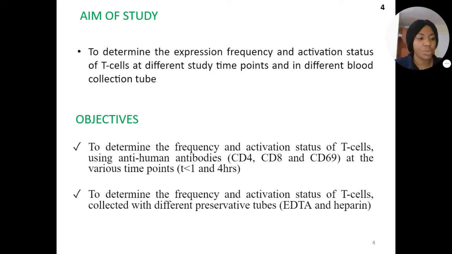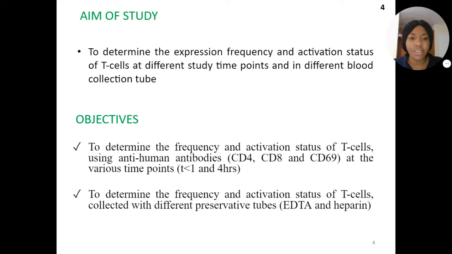Because if we're going to be doing probably something like a response pattern analysis on the immune cells, and the time lapse on its own affected the activation status, then our results won't basically show the response pattern to whatever activation we're going to use, but it's going to be a false result. And another thing we would like to investigate here also is the different blood collection tube.